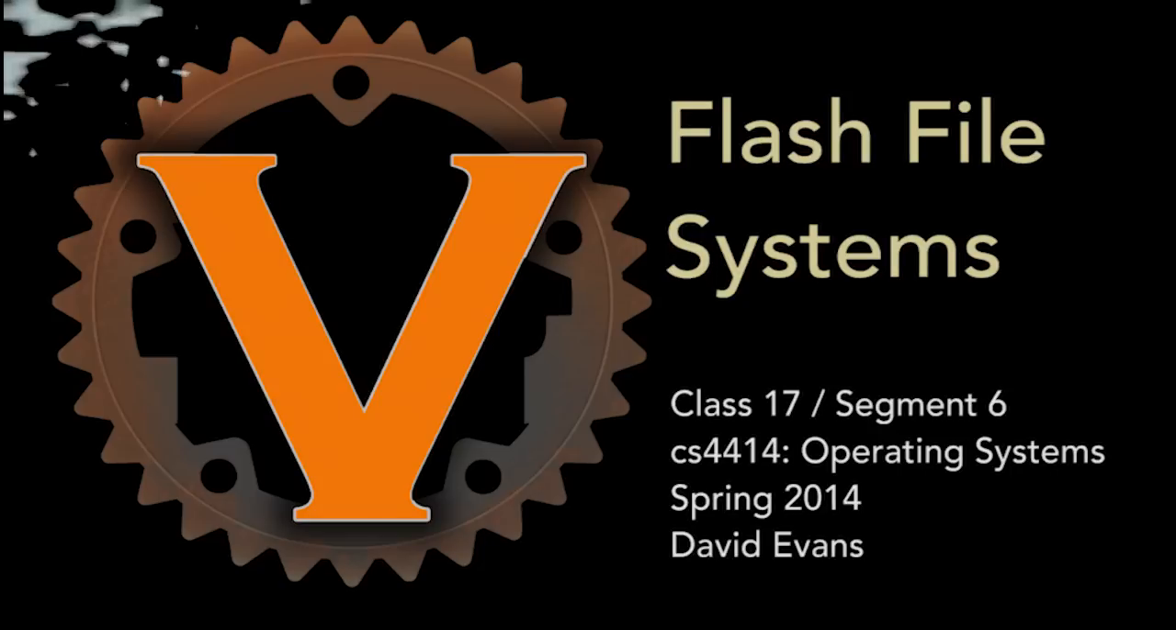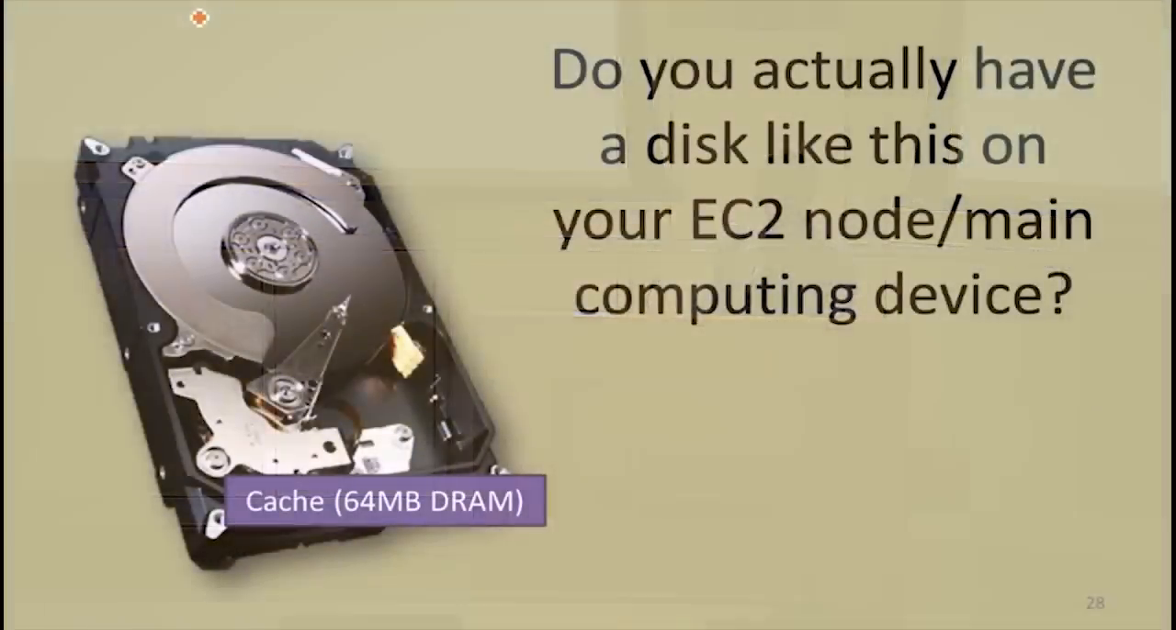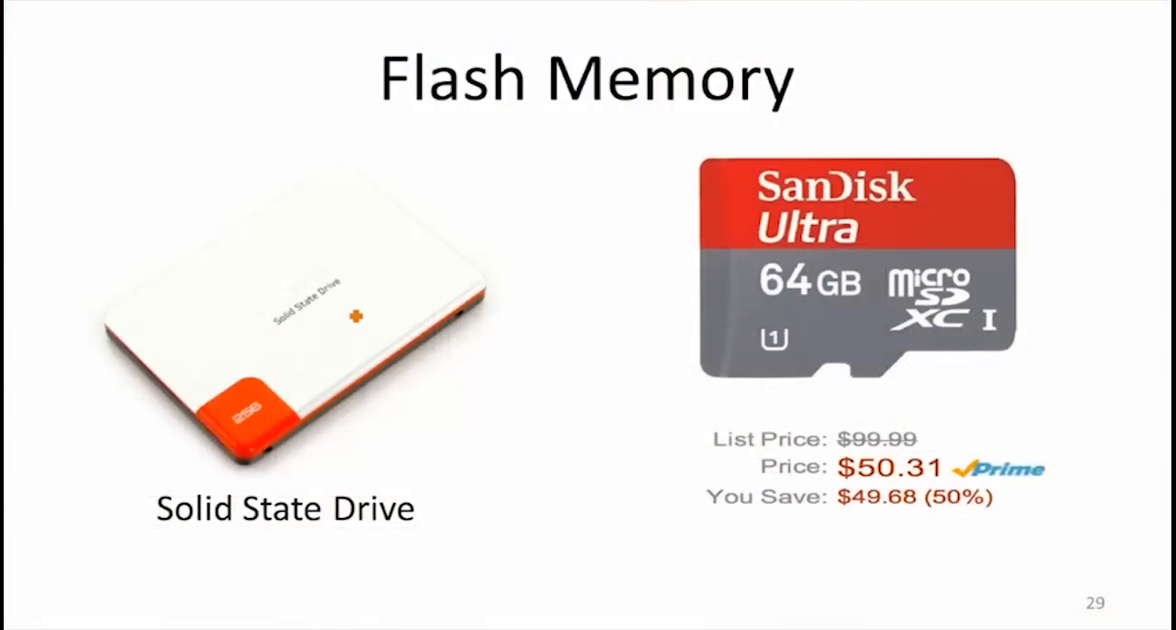The last thing we're going to talk about is how the media changes things. So far, we've been thinking about a disk drive, which has all these physical properties. What most of us have in our computers today, and what we have on our EC2 nodes, and what will be in most future computers, at least for the foreseeable future, is not a device like this. It's a device like this. It's a solid state drive.